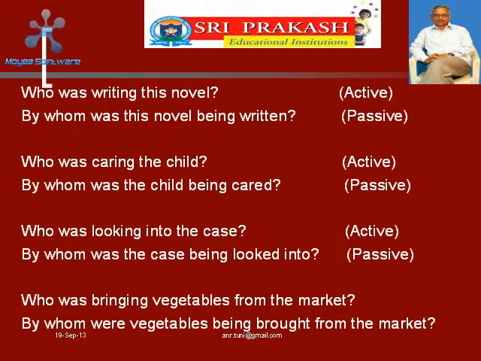Now let us study the following examples. Who was writing this novel? Active. By whom was this novel being written? Passive. Who was caring for the child? Active. By whom was the child being cared for? Passive. Who was looking into the case? Active. By whom was the case being looked into? Passive.